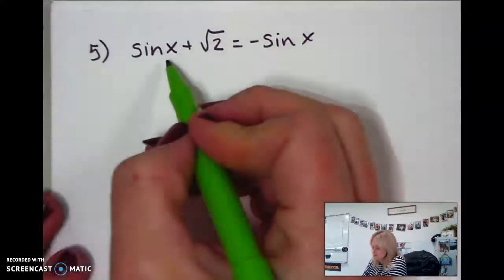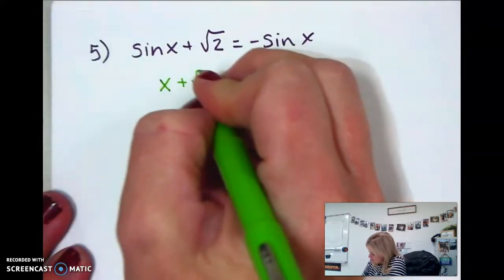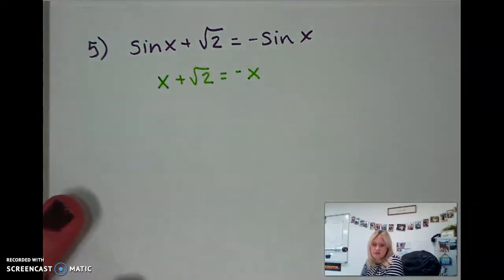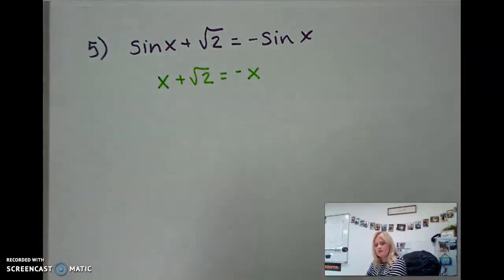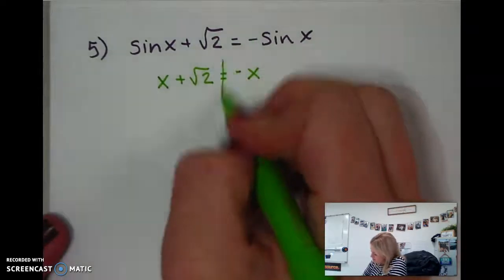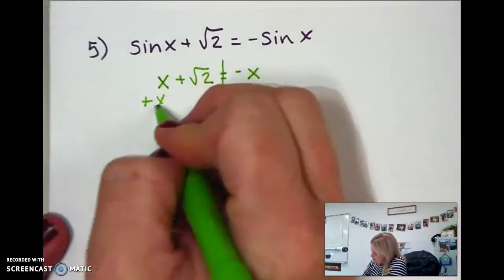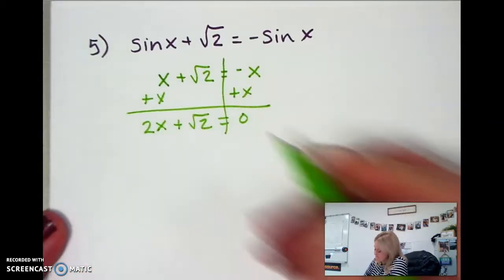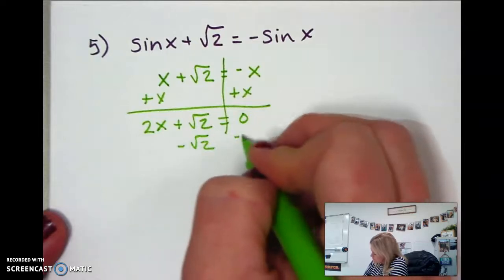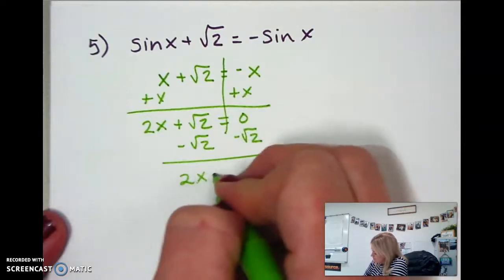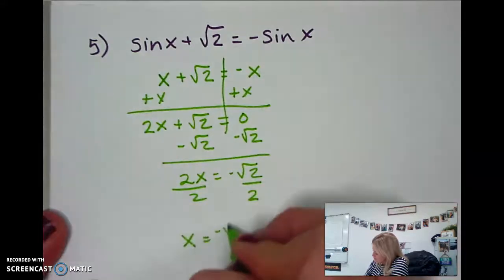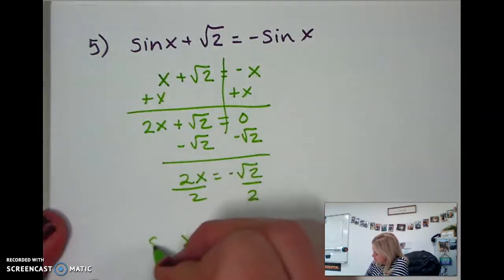Again, if you want to ignore the sine for a second, this is the same as us saying this. Well, how do you solve when you have variables on both sides? You want to bring all of your variables to one side. So if I'm going to bring all of my x's to one side, I'm going to add an x. X plus x is 2x. Subtract the square root of 2. And divide both sides by 2. Now, remember, I have to throw back in the sine.